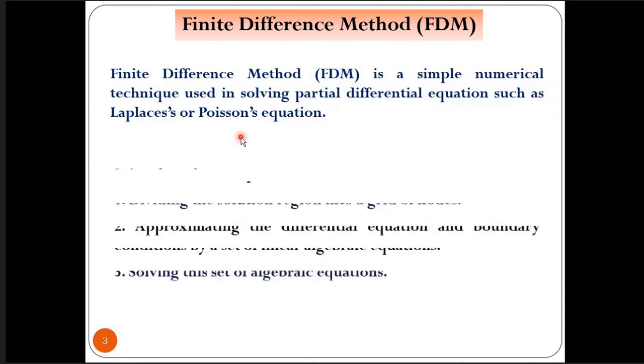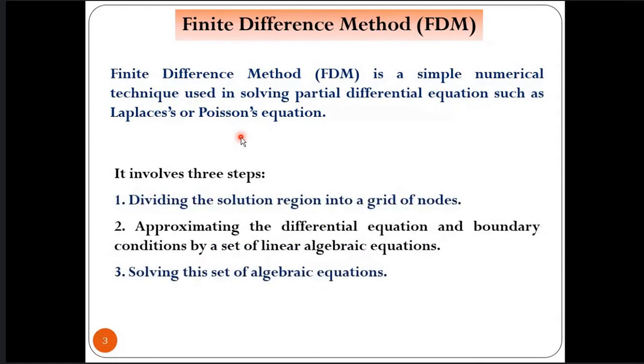Now, what are the steps to apply this particular numerical technique? You have to follow 3 steps. First of all, we have to divide the entire solution region into a number of grids or nodes. Whatever your solution region is, where you may have to find the potential or electric field, the given solution region will be divided into a number of grids or nodes.